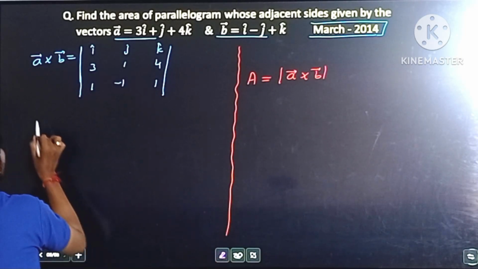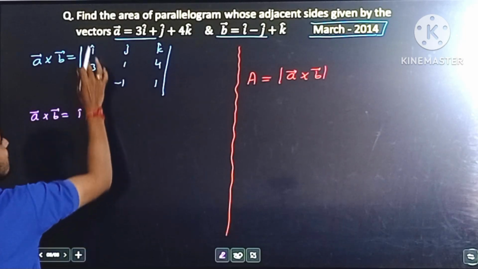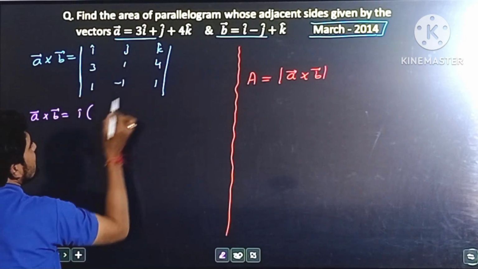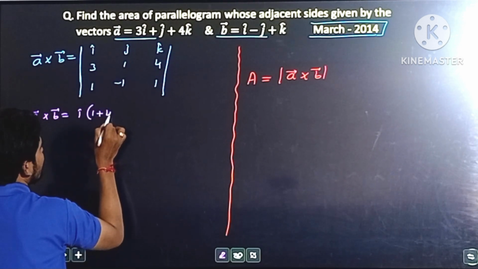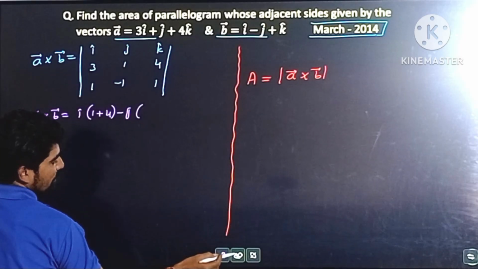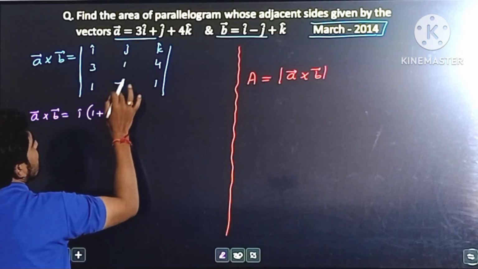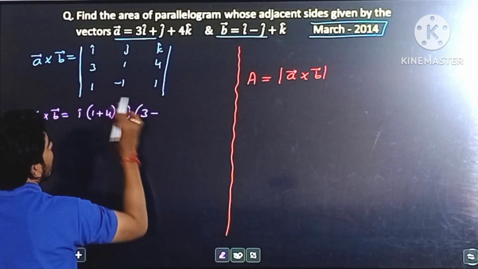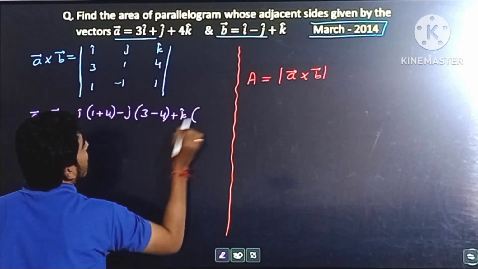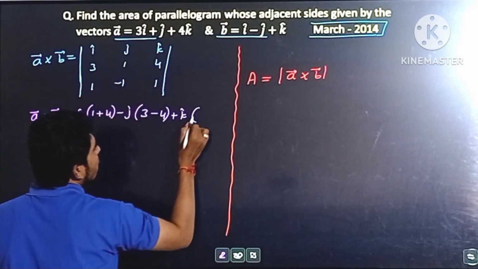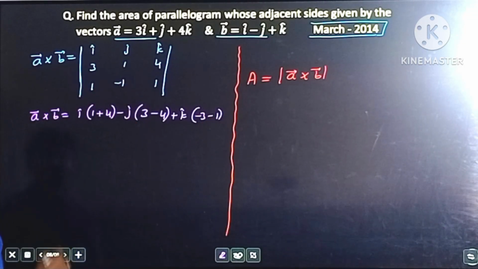Now A vector cross B vector equals i into, deleting first row first column, 1 into 1 is 1, minus 1 into 4 is minus 4, minus into minus plus 4. Minus j into, deleting first row second column, 3 into 1 is 3, minus 1 into 4 is 4, so minus 1. Plus k into, deleting first row third column, 3 into minus 1 is minus 3, minus 1 into 1, that is minus 4. I hope all of you are understanding.